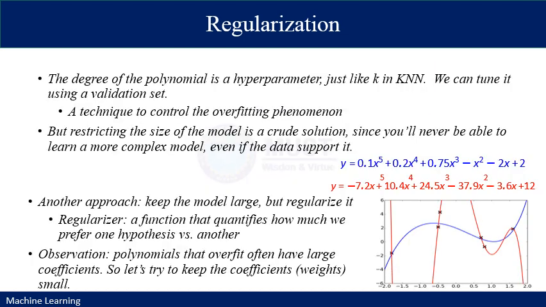So in the case of polynomial, the degree of polynomial is a hyperparameter that is just like the k in the k nearest neighbors algorithm. So we can tune it using the validation set, which is a technique to control the overfitting phenomena. So in this way, you divide the training sets in three examples. The first is the training examples, the second is the test examples, and third are the validation examples.